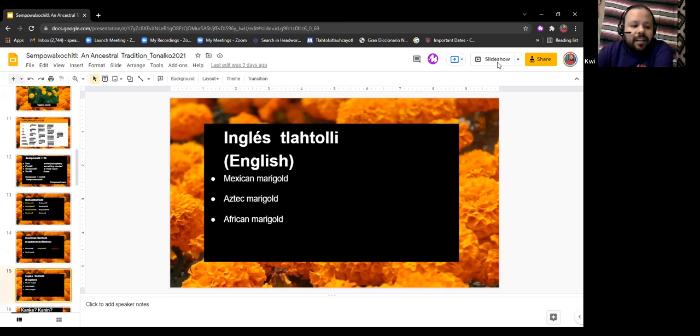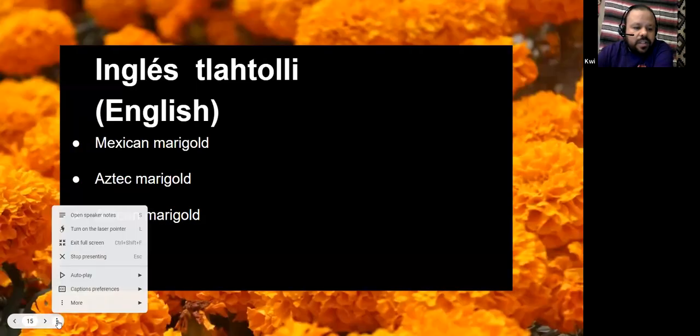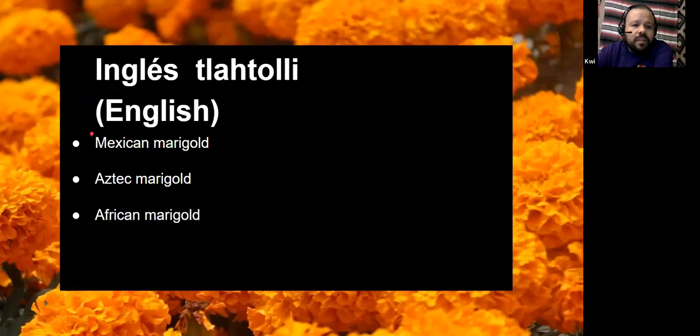And in English, tlahtoli, or the English language, it's known as the Mexican marigold, the Aztec marigold, or also the African marigold. During colonization, it was transported over there. It's also grown in parts of Asia, where it's used to create a dye.